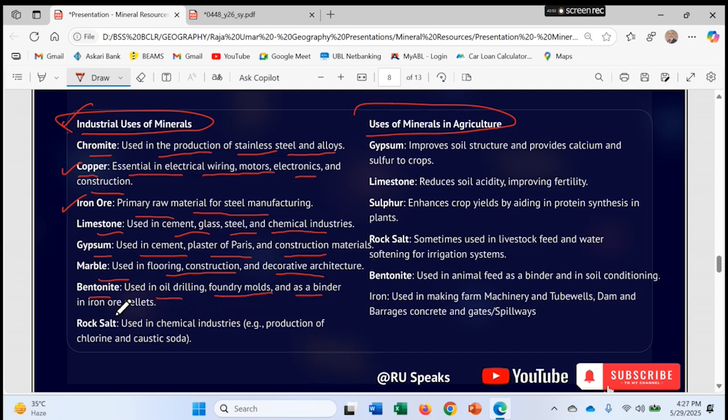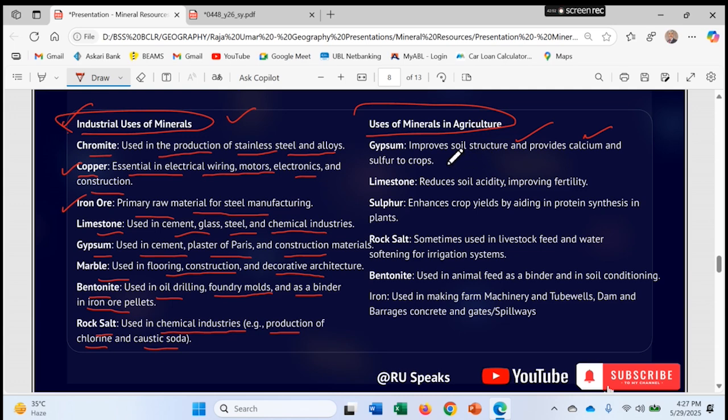Bentonite used in oil drilling, foundry mold, and as a binder in iron ore pellets. Rock salt used in the chemical industries, for example, production of chlorine and caustic soda, and used in the households as well. So these are the uses of minerals in the industry. Now, uses of minerals in agriculture.